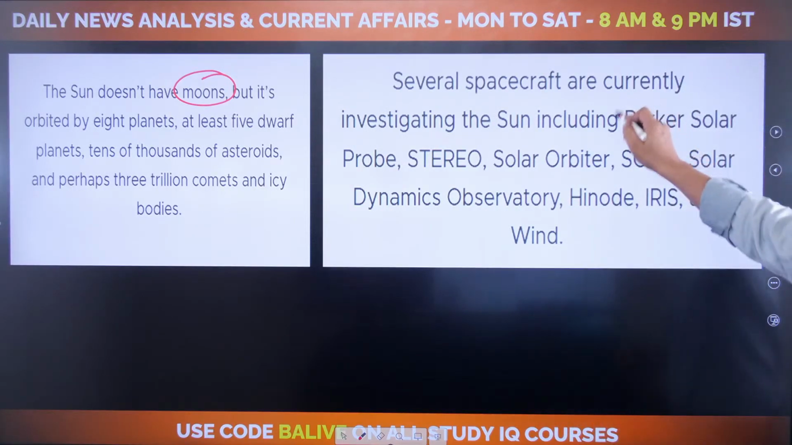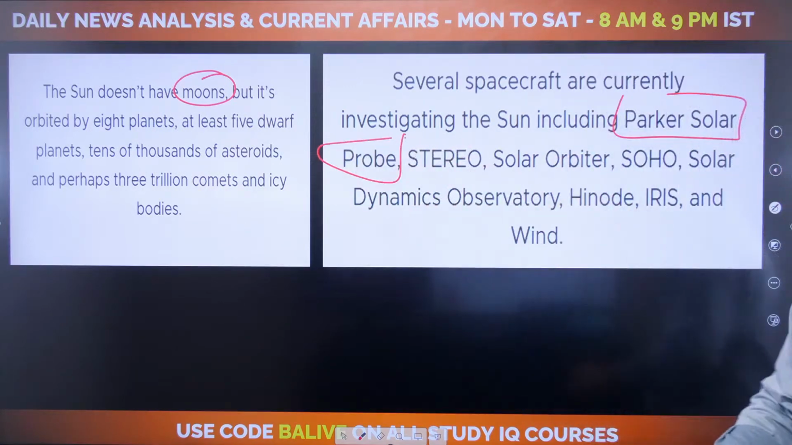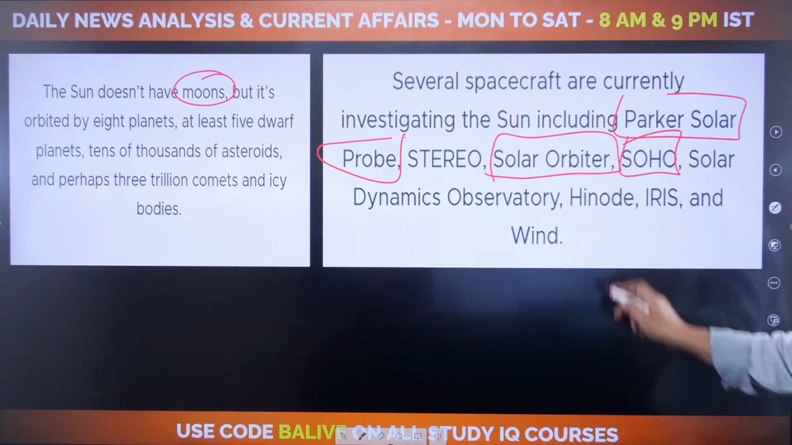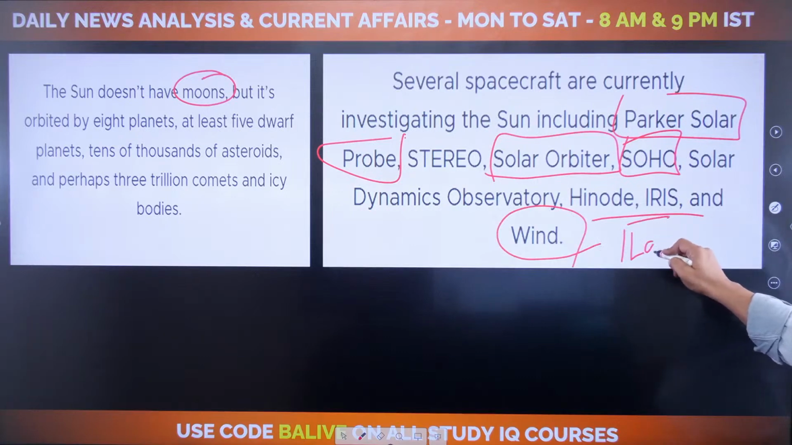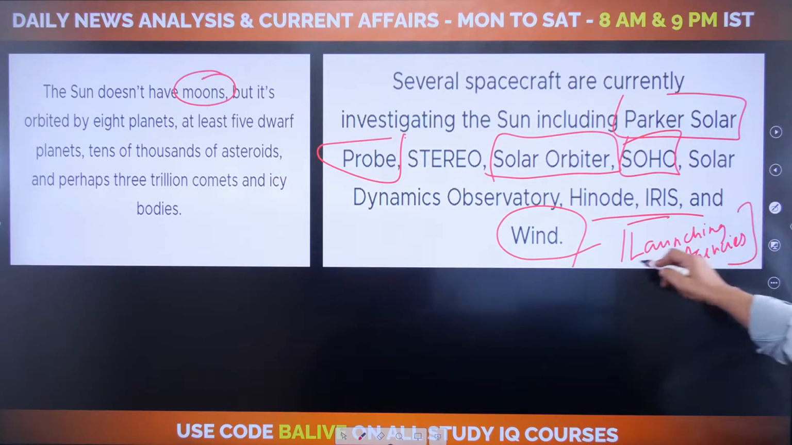Okay, you're looking at the Parker Solar Probe. Which organization? You will let me know. The Solar Orbiter, SOHO. Okay, all of these are different space probes. I suggest that you go ahead and look at the launching agencies of each. Make a brief note of each. Who is the launching agency for what?